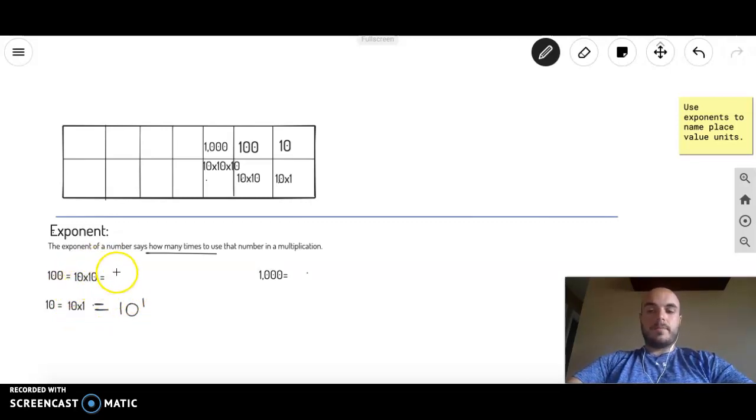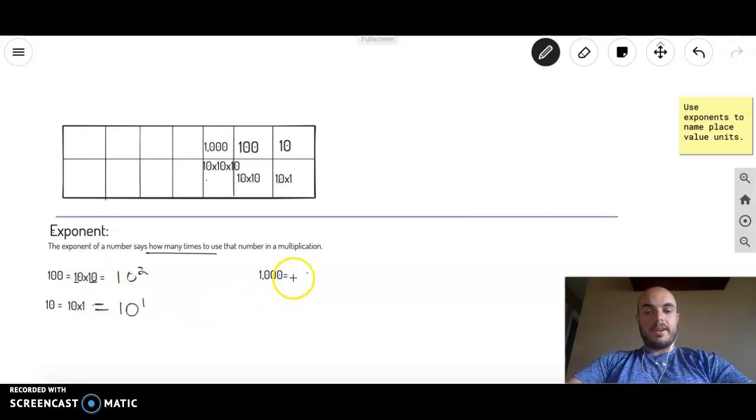10 times 10 as an exponent is 10 to the second power, because there's 1, 2 tens. You're multiplying 10 times 10. There's 2 of them there.